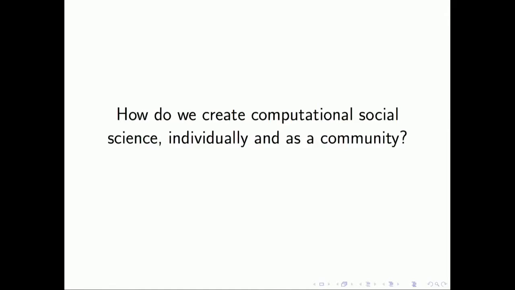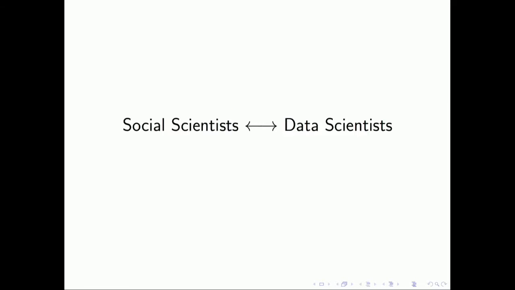And so how do we do that? How can we create computational social science, both individually and as a community? I think it's going to involve a lot of work between social scientists and data scientists. Social scientists, that's a term that has a relatively clear understanding to a lot of people.